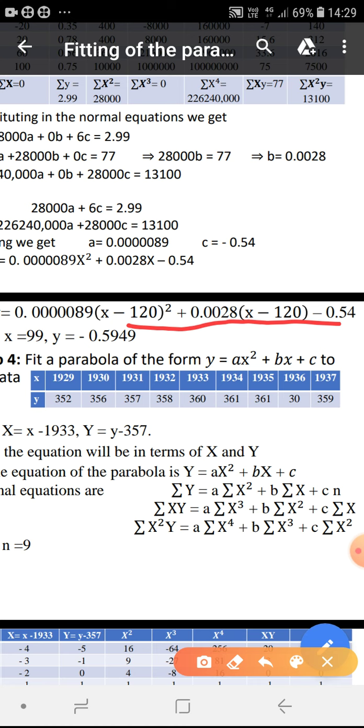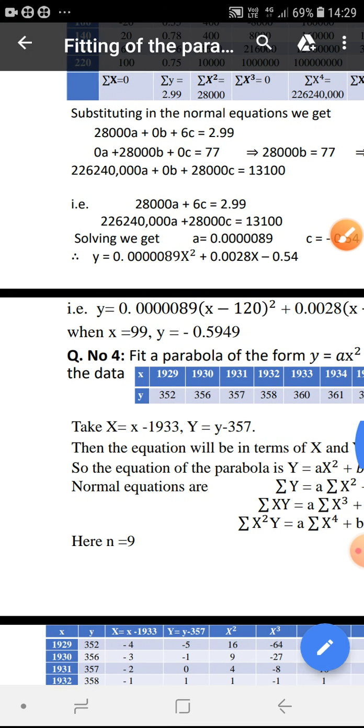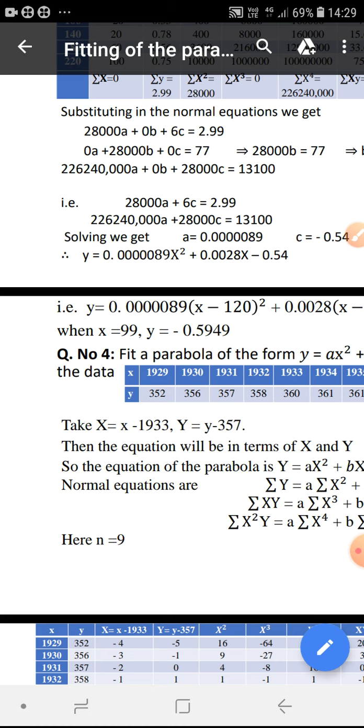Now in the second part of the same question, you are asked to find the y value when x is equal to 99. So put x as 99. Calculate the right hand side, which gives y. y will be minus 0.5949.